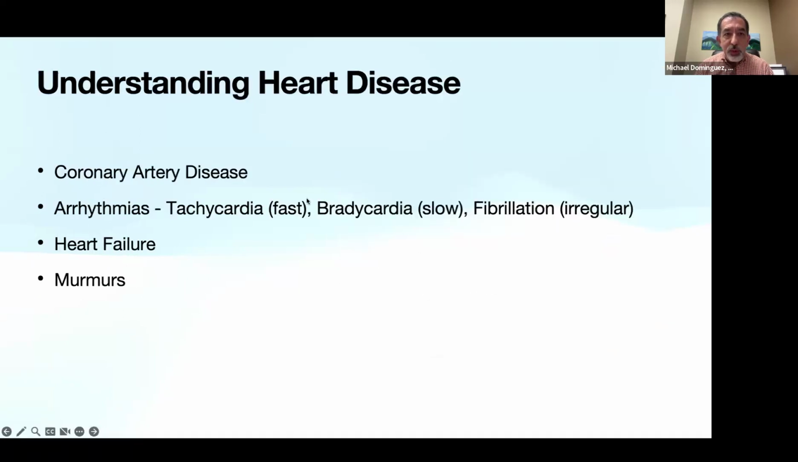So as I said, we have coronary artery disease as the primary condition that we think about when talking about heart disease. Arrhythmias are irregular rhythms of the heart. Tachycardia is when it beats too fast. Bradycardia is when it beats too slow. And then fibrillation is when the coordinated pumping just doesn't work. Atrial fibrillation is what we think about most commonly.